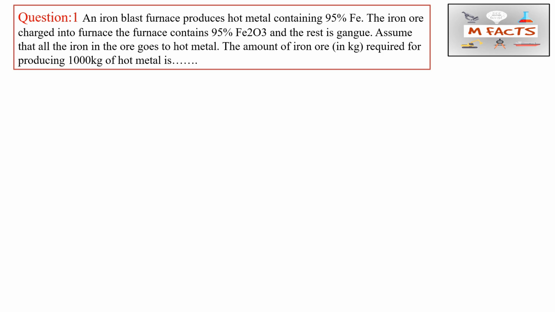Okay, so the first question is: an iron blast furnace produces hot metal containing 95% of Fe. So they have given the 95% of Fe. The iron ore charged into the furnace contains 95% of Fe2O3, and the rest is gangue. Assume that all the iron in the ore goes to the hot metal. The amount of iron ore in kg required for producing 1000 kg of hot metal.